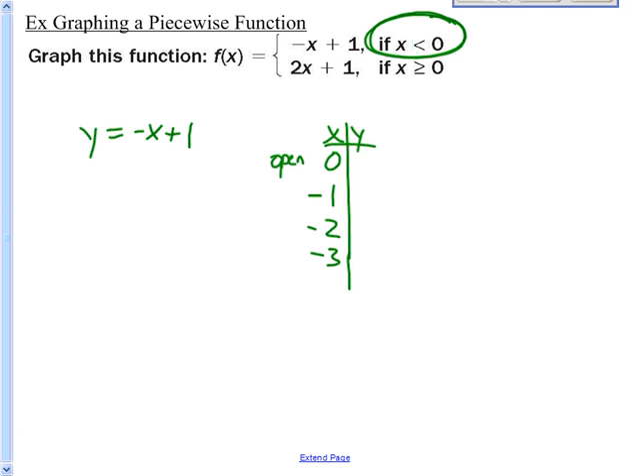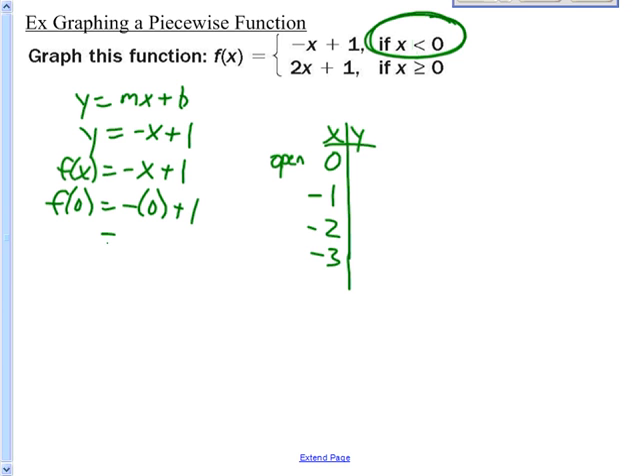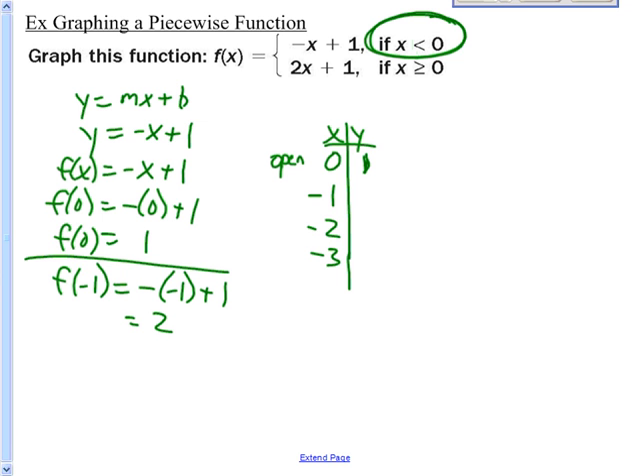You know that y equals -x plus 1 is a line, right? That's a linear equation, y equals mx plus b. So let's take a look at plugging in a few of these points. If f of x equals -x plus 1, f of 0 would be 1. So y equals 1 when x is 0. Now let's do -1. So -x plus 1, we got 1 plus 1, 2. We got the point (-1, 2) on the graph.